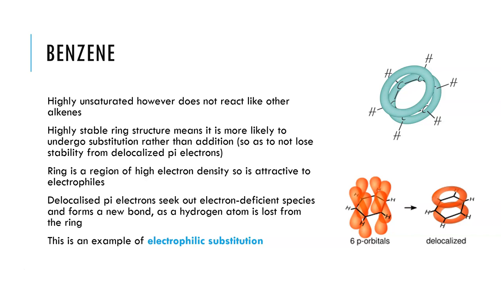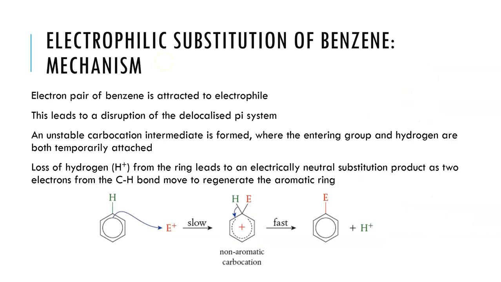So the ring is considered a region of high electron density, so as you can imagine, is very attractive to electrophiles. These delocalized pi electrons seek out electron deficient species, forming a new bond and losing a hydrogen atom, substituting with a new substituent. This process is what we refer to as electrophilic substitution. So the benzene is going to swap a hydrogen for another group. The electrophilic substitution of benzene is another mechanism that you have to know, simply for benzene though. So let's go through the process.